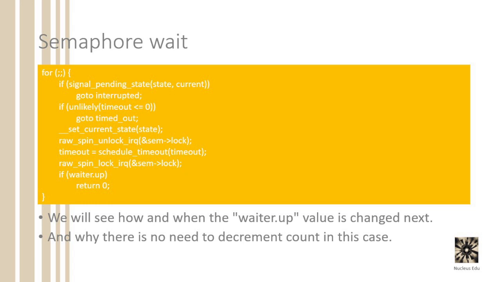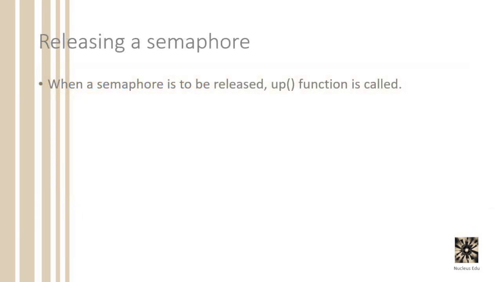So at this point, we're going to jump to semaphore unlock, and we're going to see how that affects this waiting task which is trying to acquire the semaphore. Just keep in mind that it's going to check waiter.up every time it wakes up from its sleep, and if it's still false, which is the value that it was set to, it's going to go back to sleep again. Right, so next let's move on to the next section, which is how to release a semaphore.